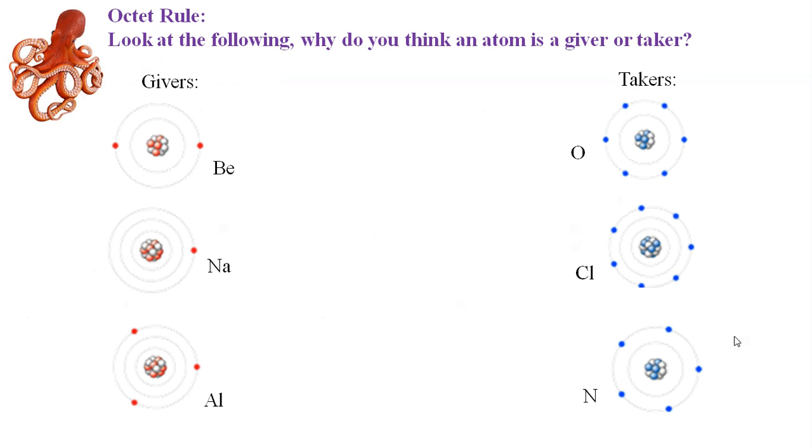So look at the following. Why do you think an atom is either a giver or a taker? If we look on this side, we have givers: beryllium, sodium, aluminum. Doesn't have to do with the color. Some are takers, such as oxygen, chlorine, and nitrogen. So the question you want to ask is, are they closer in their outside shell to 0 or 8? Here beryllium is closer to 0, so it's going to be a giver. Here oxygen is closer to 8, so it's going to be a taker.